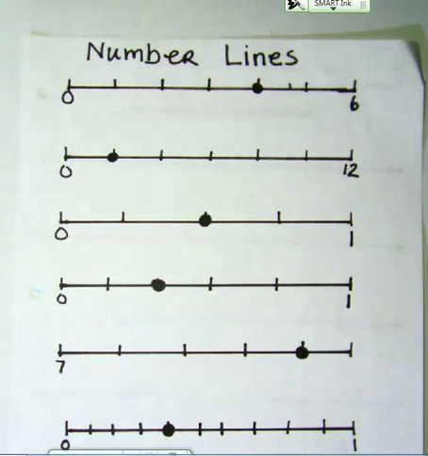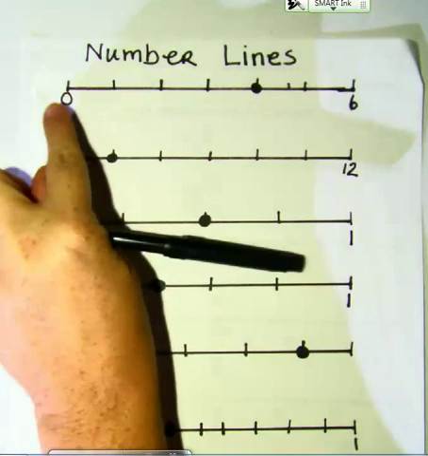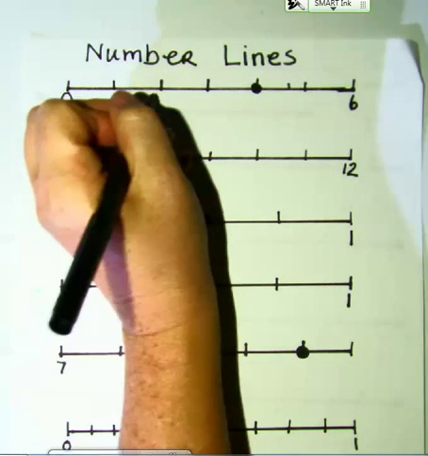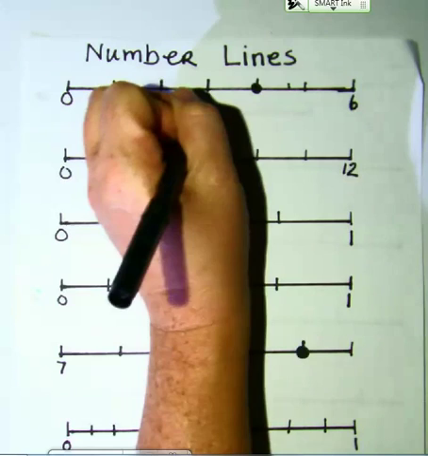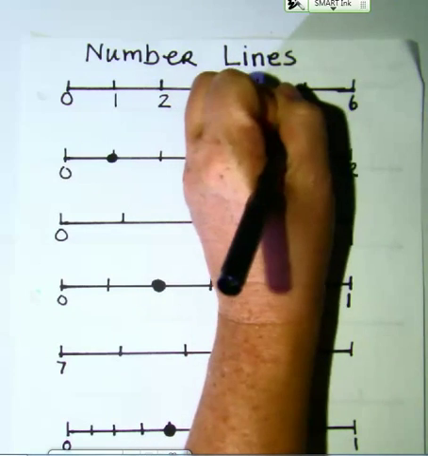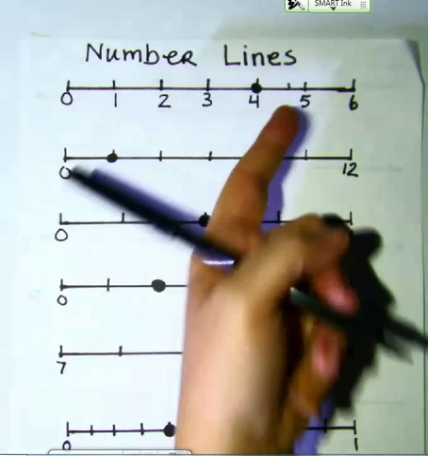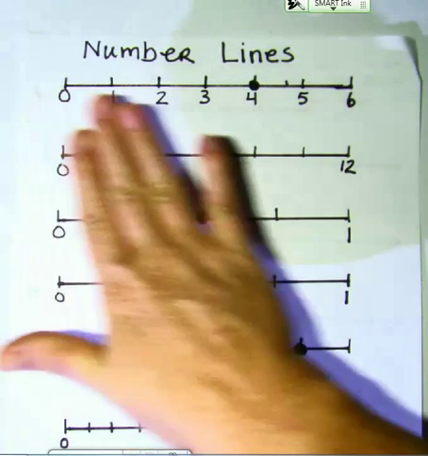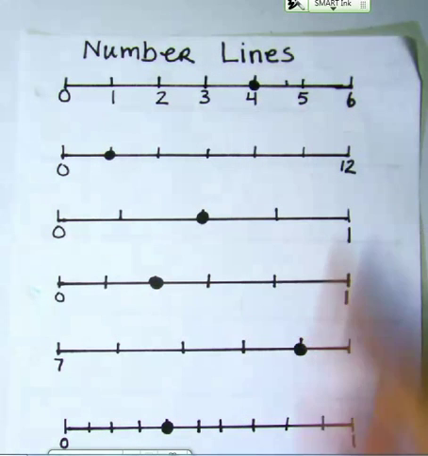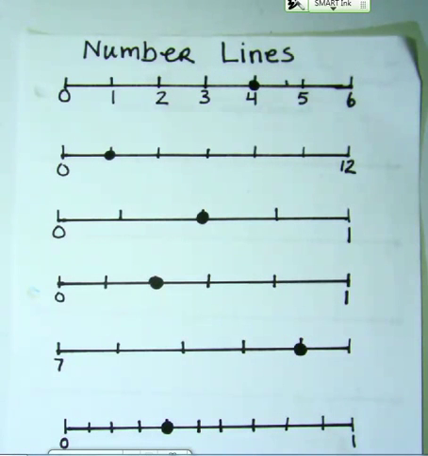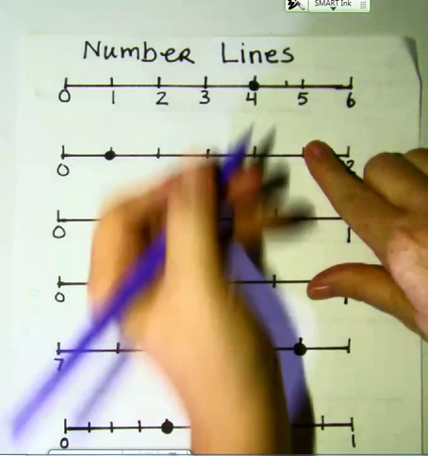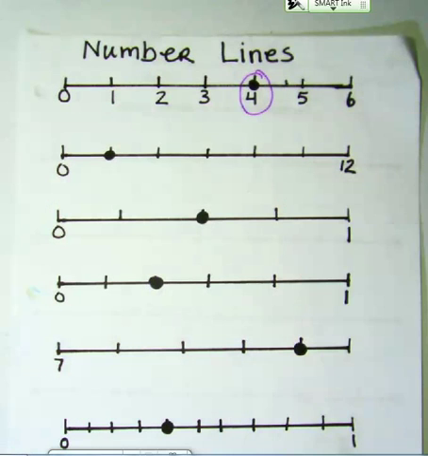So I'm going to go ahead and label this. If this is 0, this is a 1, a 2, a 3, a 4, a 5, and a 6. And I know that works because when I'm finished, everything is counting up by 1, and it stops me at my ending number, which is a 6. So the location of my dot is at 4.